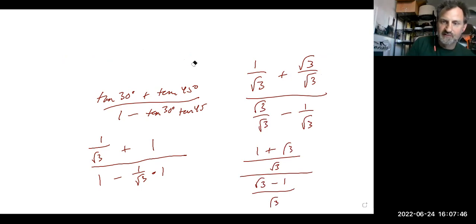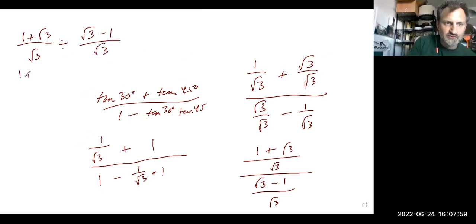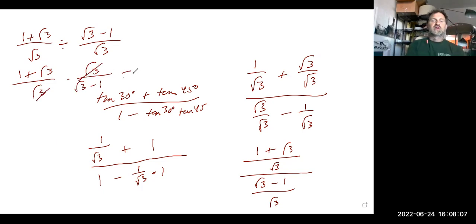Anytime I have a fraction over a fraction, I'm going to clean it up, try to get it simplified down to one fraction. Keep, change, flip. I am going to get some simplification with that square root of 3 here and here. So I end up with 1 plus the square root of 3 over square root of 3 minus 1.